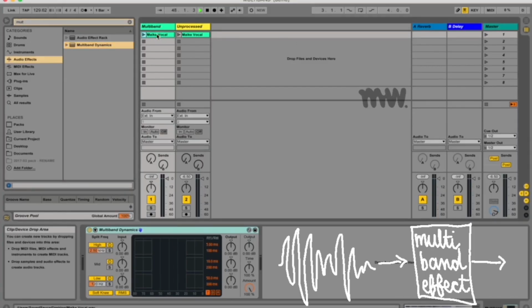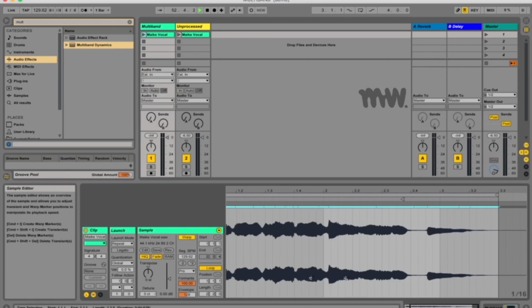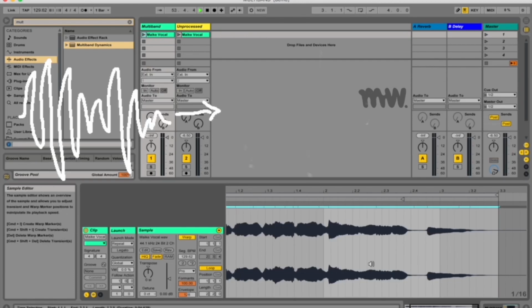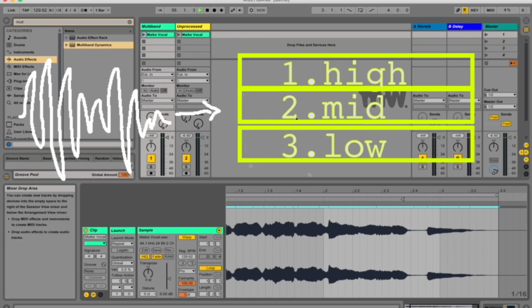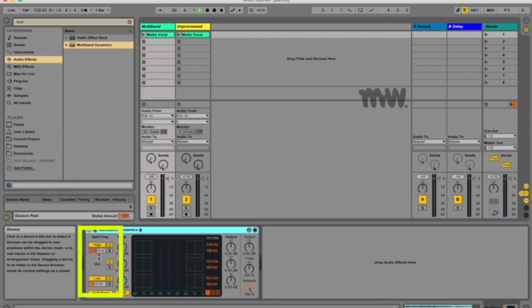I have an audio sample over here, and when it goes through Multiband Dynamics, I can do the following things. First of all, I can split up this sample into 3 specific frequency bands. So I can decide what my high frequency band is going to be, what my mid frequency band is going to be, and what my low frequency band is going to be. And I do that on the left here with the high, mid, and low. And underneath all of these buttons, you can decide what your frequency cutoff points are.